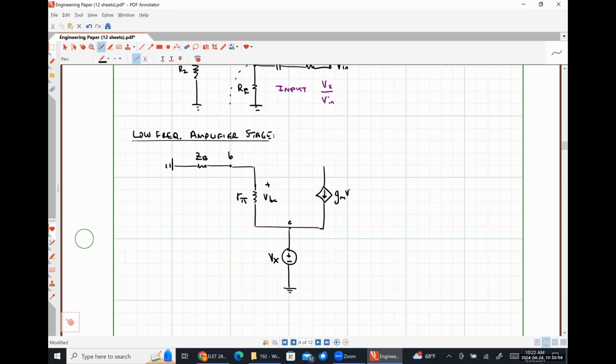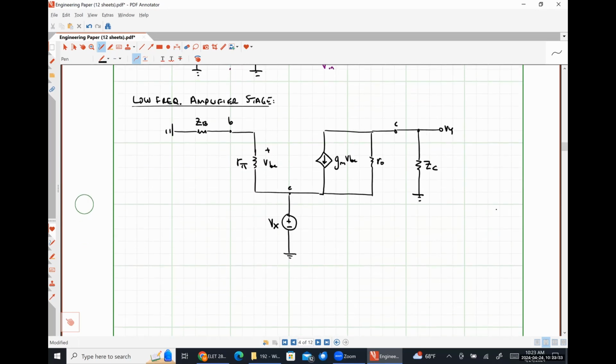Here I have GM VBE in parallel with R naught. Here's my collector node. Here's the output of this stage, which is the voltage VY. And then here I have some impedance ZC. So let's define some things here really quickly.